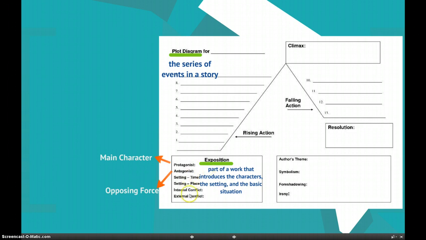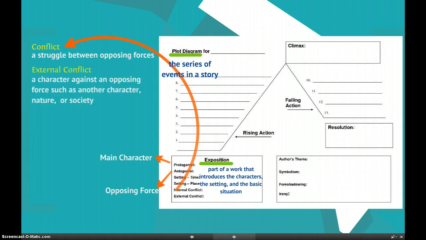And to skip down to conflict, usually what happens is our main character is going to be in conflict with whatever this opposing force is. So for conflict, we need to know that it is a struggle between two opposing forces. And external conflict is when a character is against an opposing force, such as another character, nature, or society.